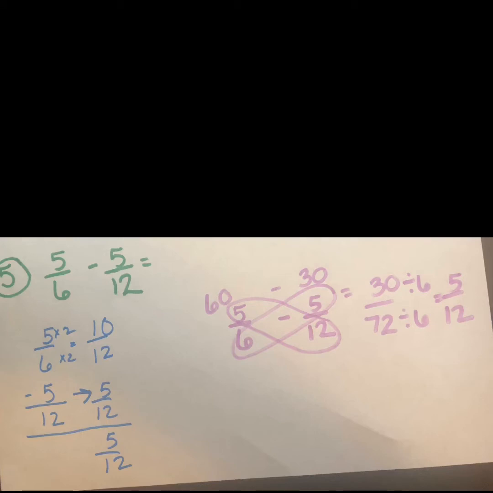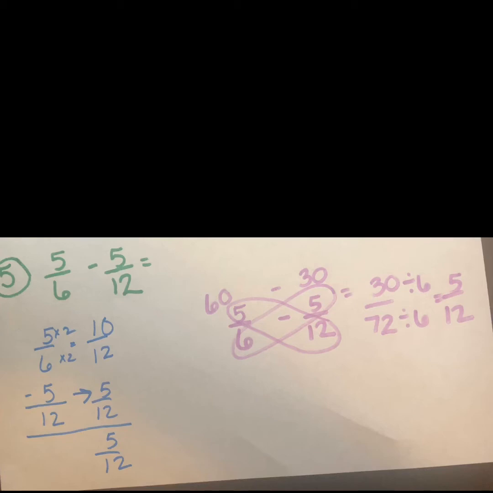Okay, number 5. I have 5/6 minus 5/12. They both go into 12. So 6 times 2 is 12, 5 times 2 is 10. So 5/6 is equivalent to 10/12. Now, notice what I did. I just drew an arrow on the blue because for 5/12, the denominator is already 12. So really, I just carried it over. So 10/12 minus 5/12 is 5/12.